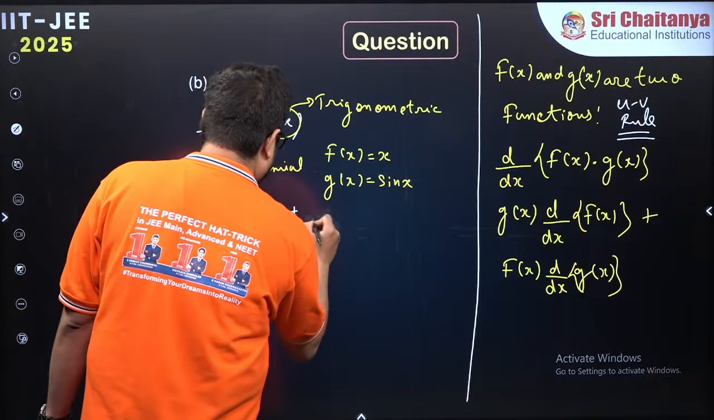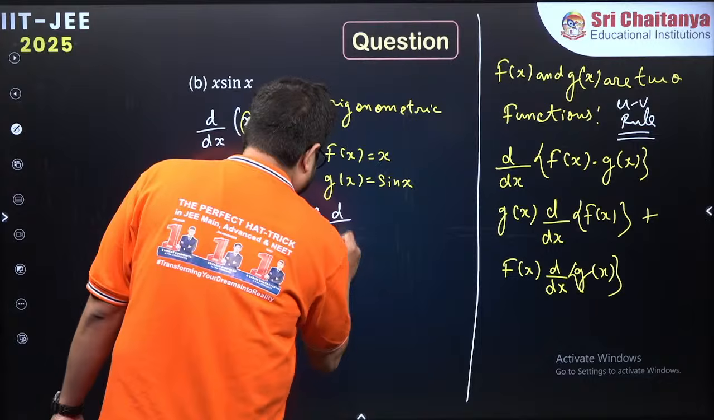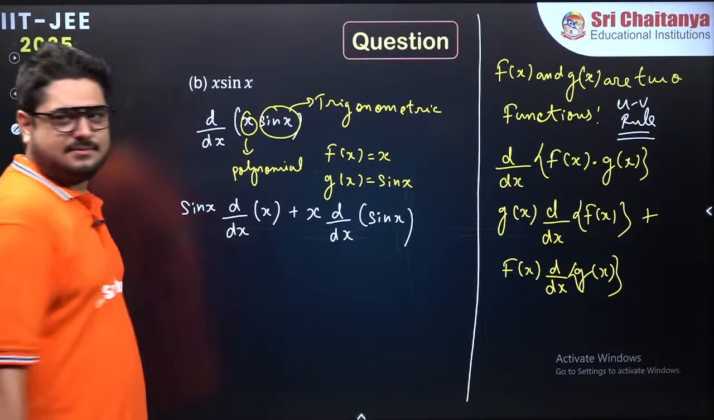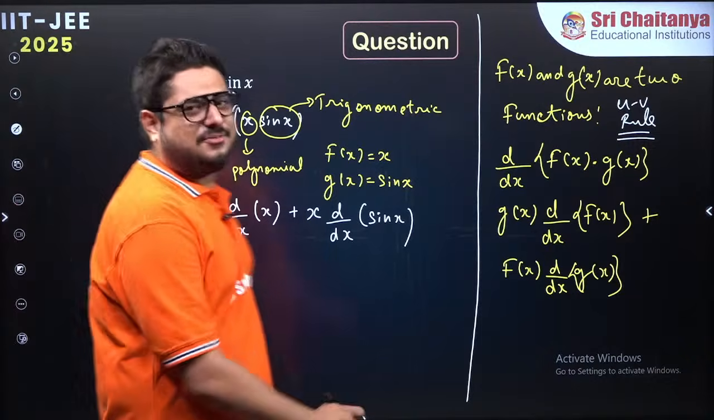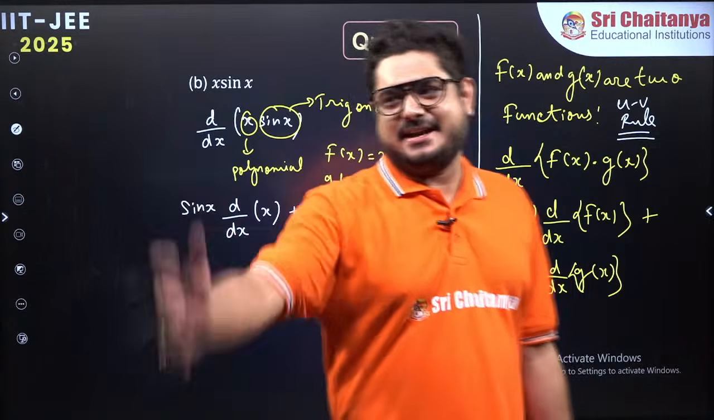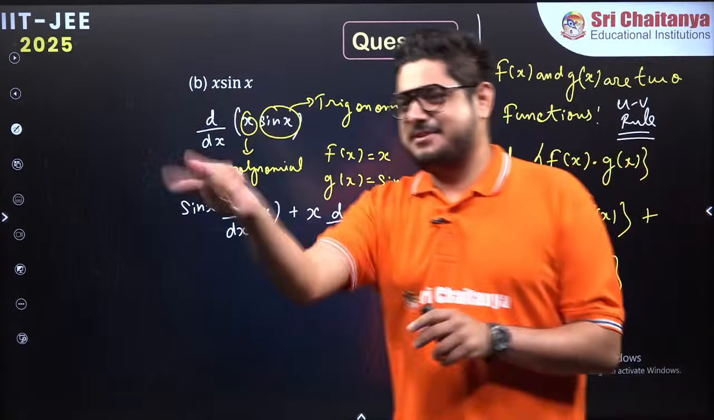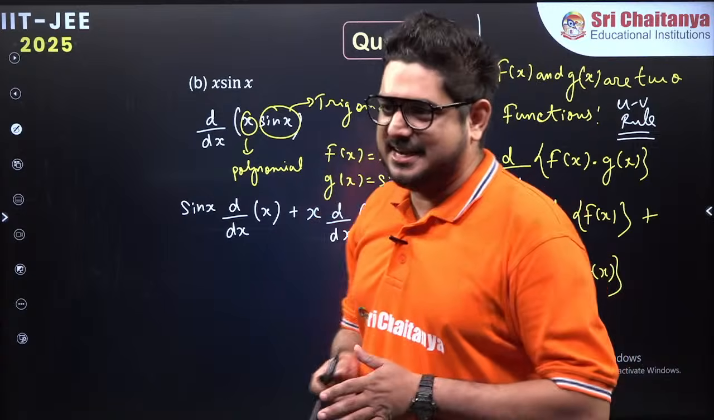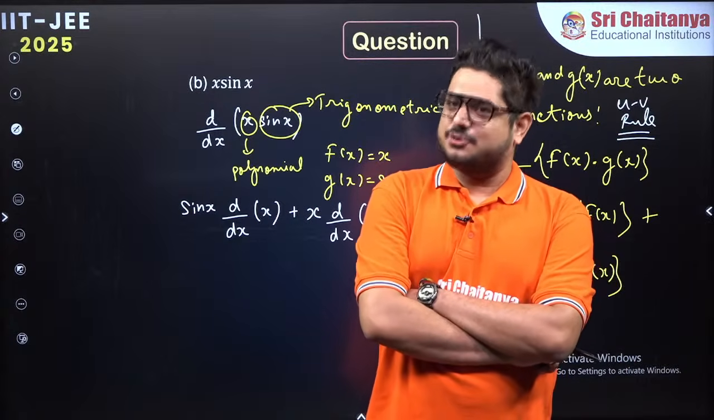Plus, now you have to take x to be constant and sin x needs to be chosen as a variable. So now what do you think? What is d by dx of x? Next question will be based upon the u by v rule. So what is d by dx of x? Can anyone tell me? Yes, it's going to be 1.